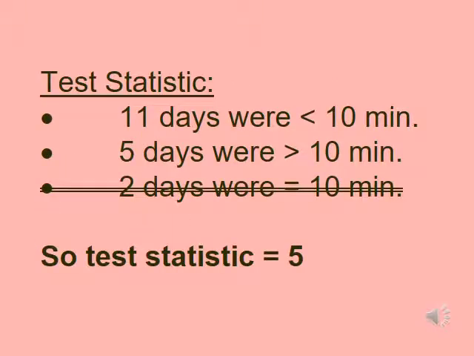It does turn out on this one that there were 11 days when he took less than 10 minutes to get to work, 5 days when he took more than 10 minutes, and again, we totally ignore the ones that were exactly equal to 10 minutes. So my test statistic is going to be the smaller of those numbers, which is 5.